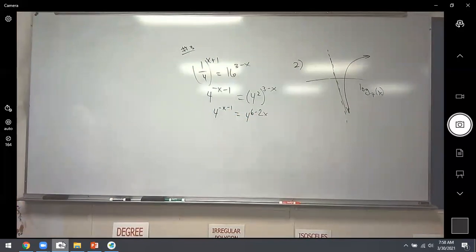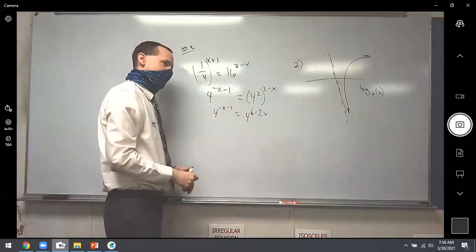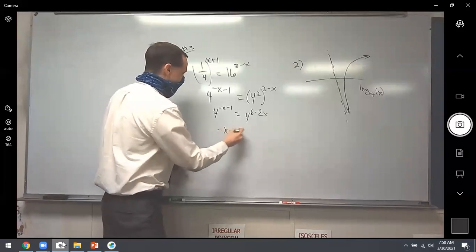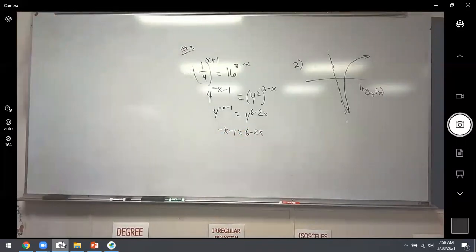And then all you got to do now, since you got the bases to be the same, is kind of drop the bases. Technically, you're taking a log base 4 or something like that on both sides. But if the bases are the same, the exponents must be the same. So in the end, we're getting something like this equation. Negative x minus 1 is apparently equal to 6 minus 2x.